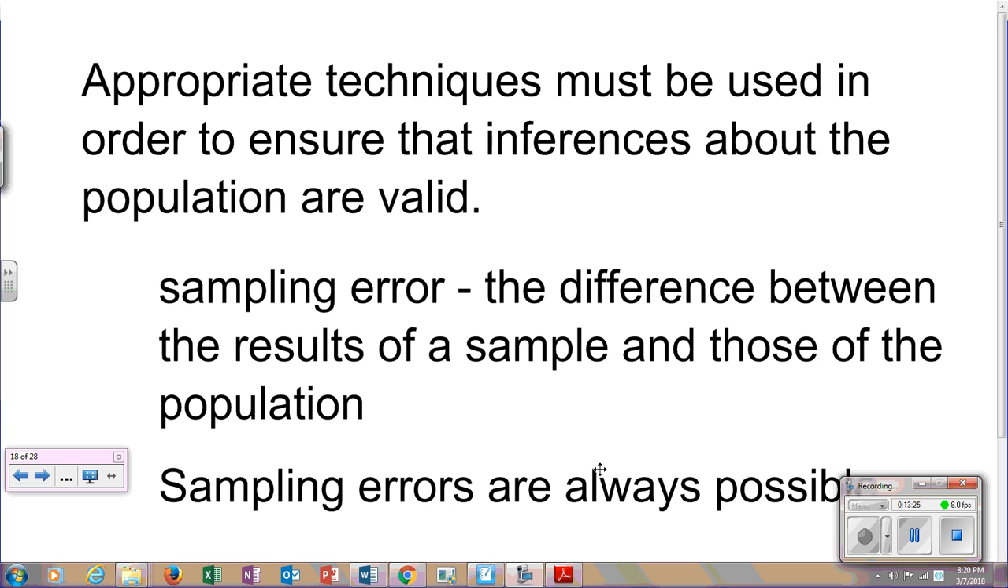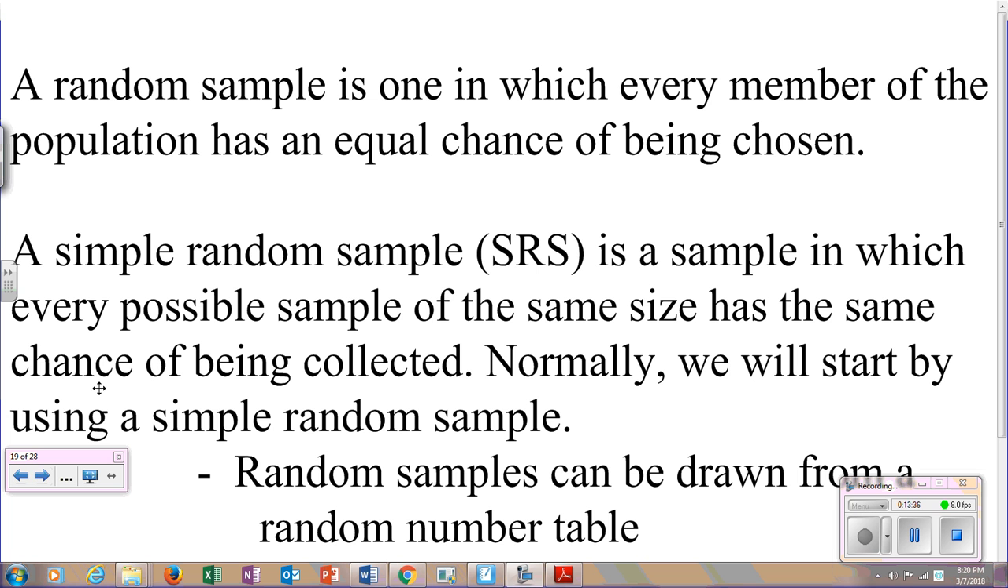Again, it's almost impossible to know every possible sampling error right off the bat. You just try to come as close as you can to getting a good sample. These are the different techniques that you can use to come up with different samples.